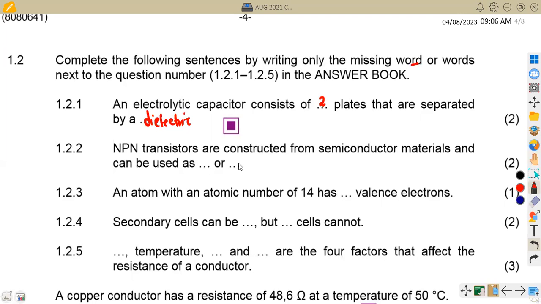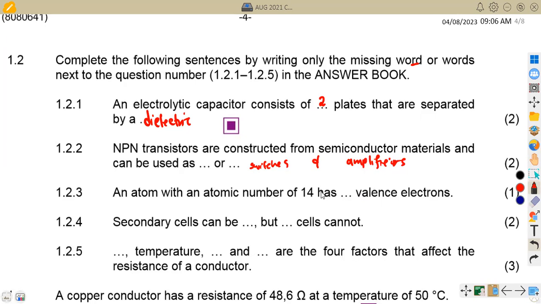So it's just a normal capacitor, all right? NPN transistors are constructed from semiconductor materials and can be used as, so remember, transistors can be used as switches or we can use them even as amplifiers. So here we can have switches, we can also have amplifiers. These are the uses of what? Of transistors.